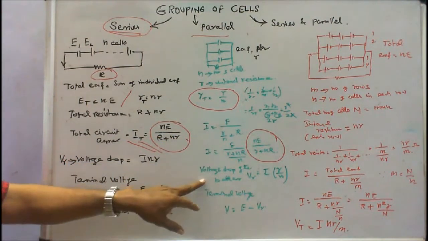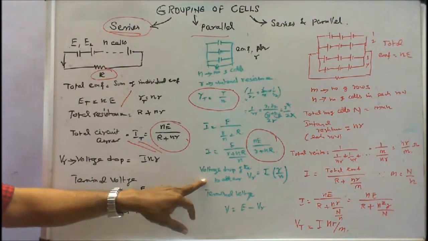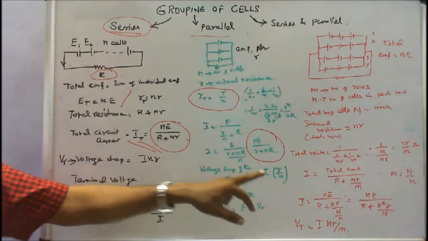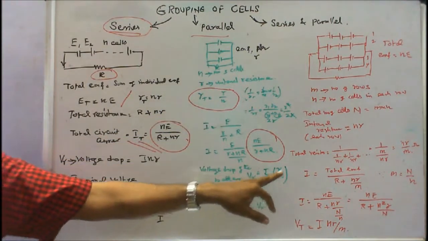The second thing is I have to find the voltage drop. What is the voltage drop? Circuit current into resistance. Here the total resistance is r by N. So it is I into r by N.